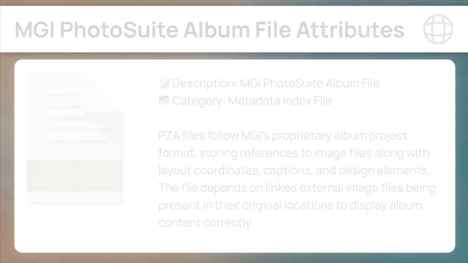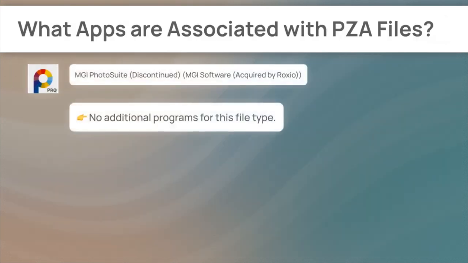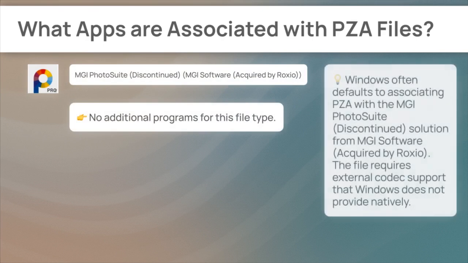The PZA file is widely endorsed for use with MGI PhotoSuite, discontinued, developed by MGI Software, acquired by Roxio. The file requires external codec support that Windows does not provide natively. Windows shows minimal information, so reading the index requires compatible analysis software.